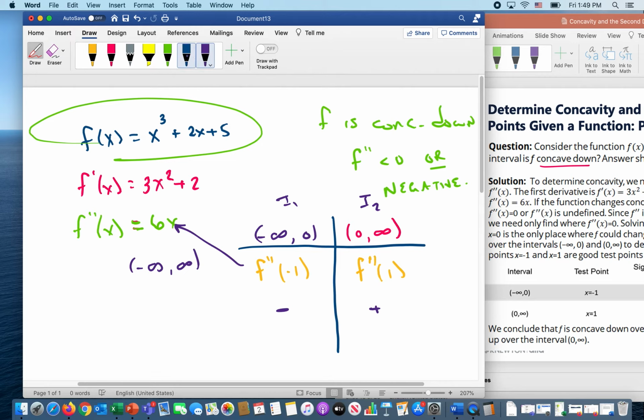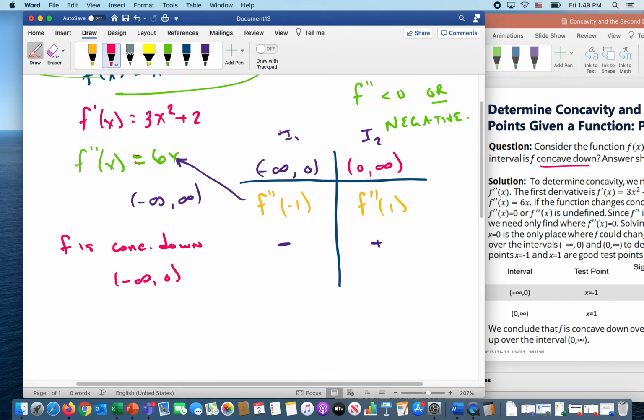So there are several things that we can say right here. First, we can say that f is concave down on the interval negative infinity to 0. And obviously, we could say that it's concave up for 0 to infinity. But what we really want to focus on is that x equals 0 is a point of inflection. In other words, this is where our function would change from concave down to concave up at x equals 0.